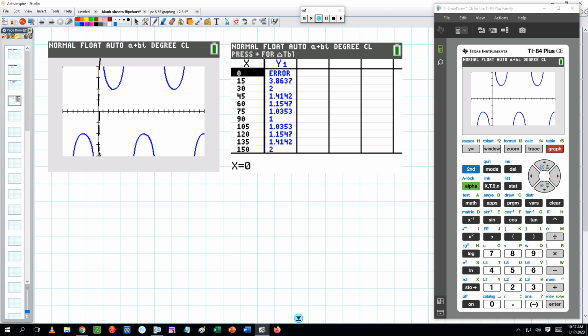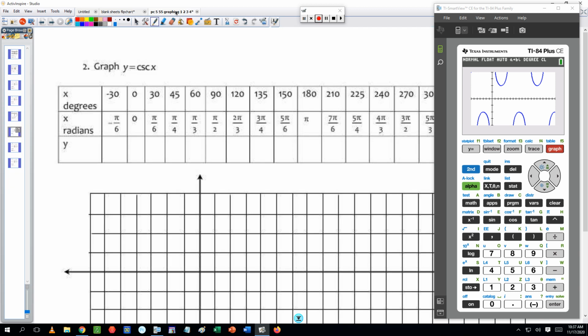And if you scroll on down, you'll see that your next error message is at 180, and that would be another asymptote. All the error messages here will be asymptotes. In between, at 90, you're going to have a low point at 1. And if you go another 90 past this asymptote, at 270, you have a high point, -1. Let's fill in this chart.